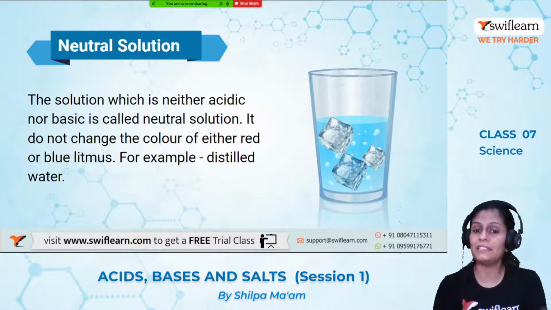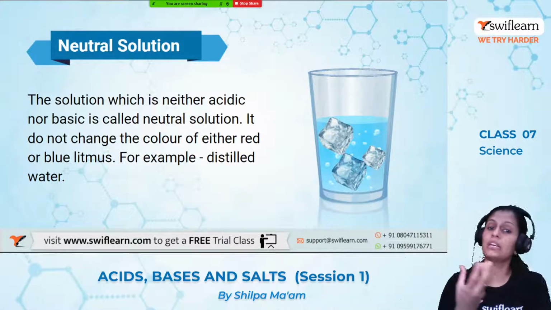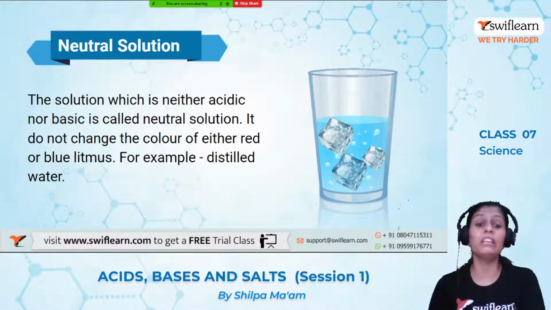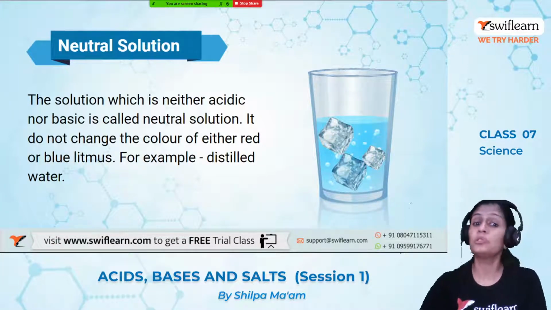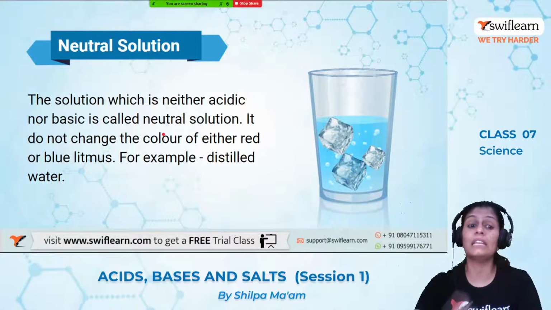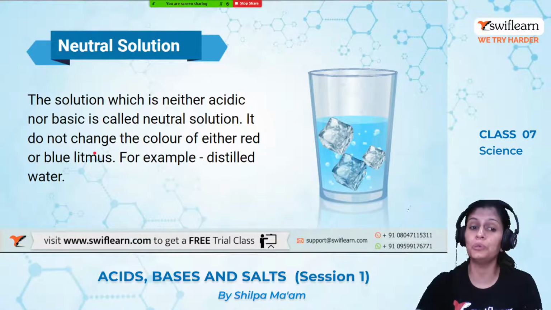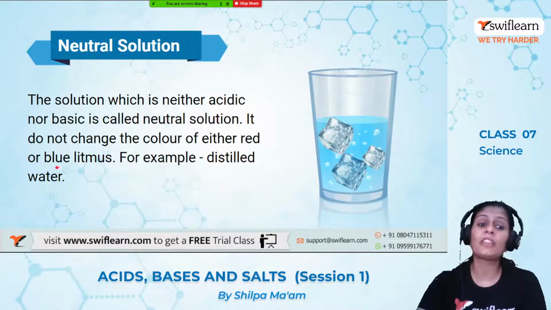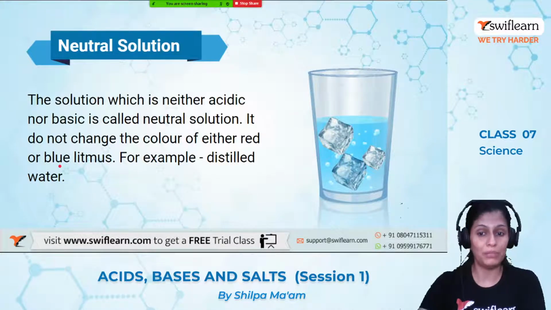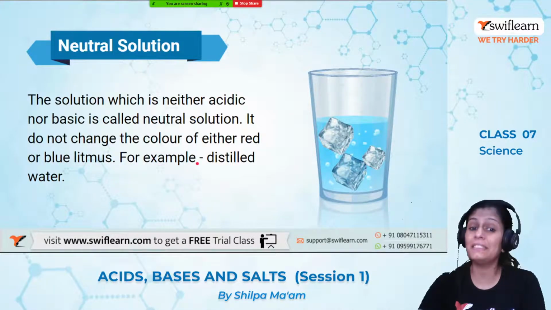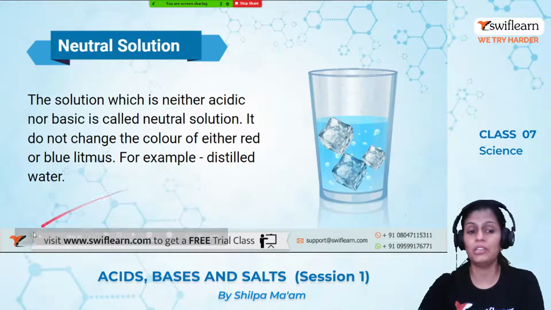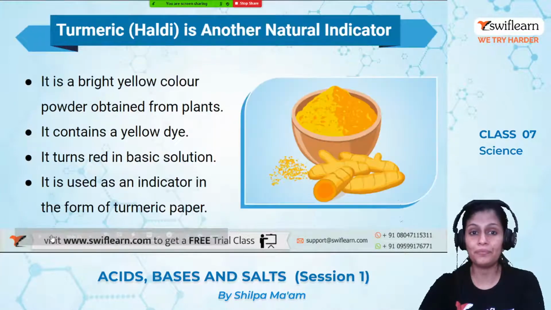That is, it is neither acidic in nature nor basic. Neither is its taste sour, nor is it bitter. It is not having either of the tastes. That means when it is neither acidic nor basic, then what will happen to the color of the litmus paper? It will not change the color of the red litmus paper, neither will it change the color of the blue litmus paper. The best example of a neutral solution is distilled water. It is not going to change the color of any of the litmus paper.